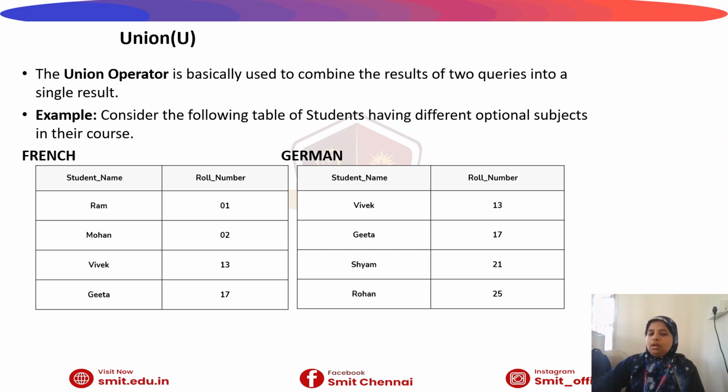So only one will be selected. Okay, Vivek's name will be selected at once. Likewise, Geeta is selected in French, and also in German. Geeta is selected in the German language as well, but she is selected only one time. So that is union.